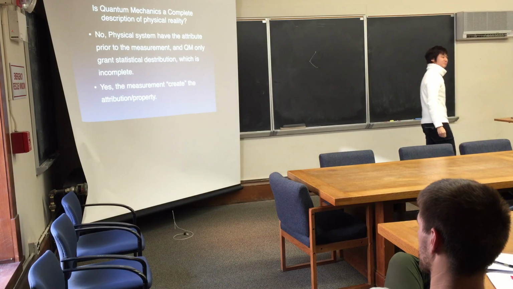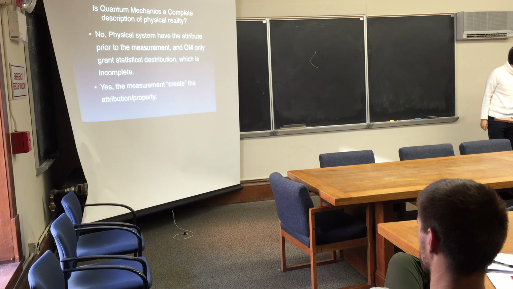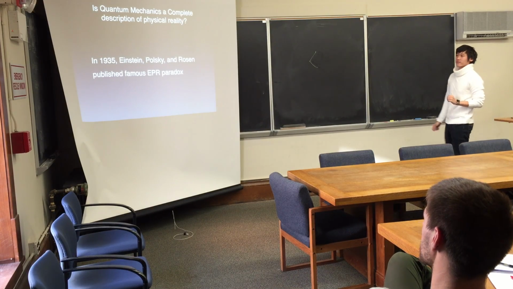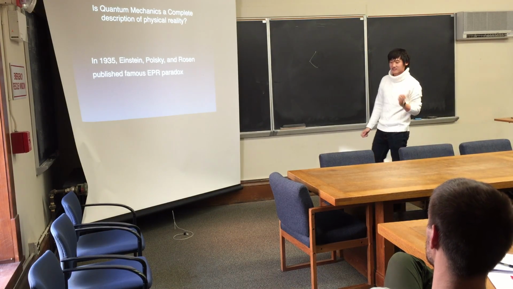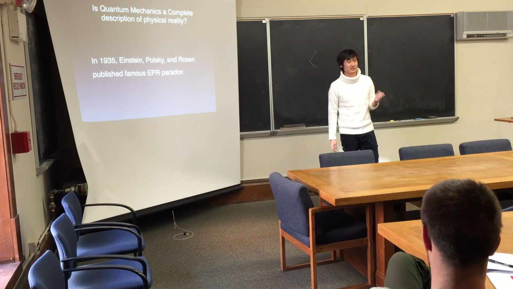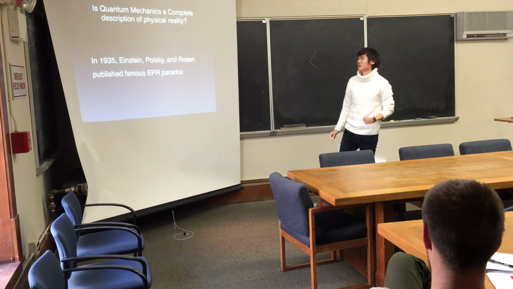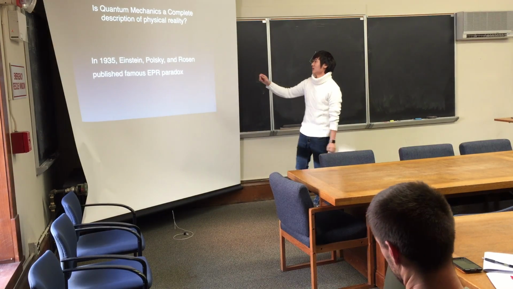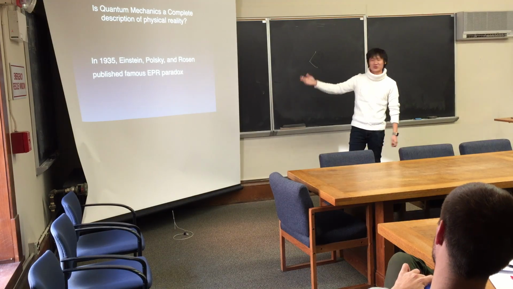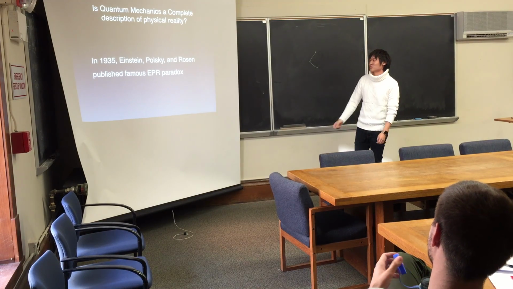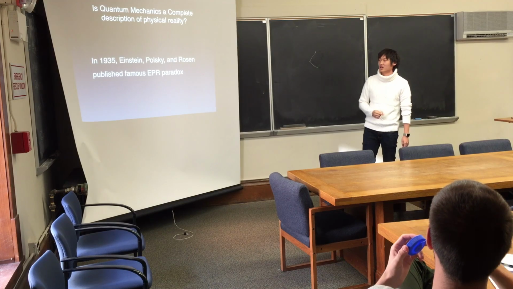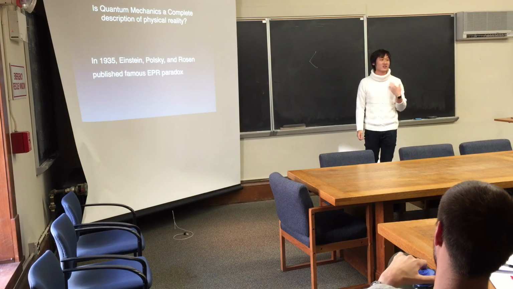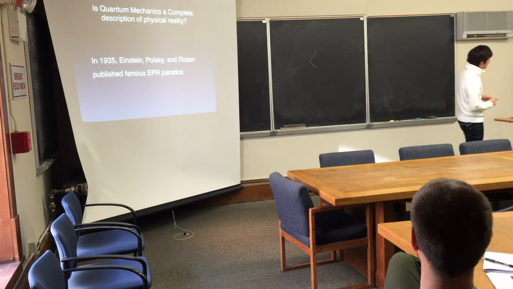As I said before, Einstein really favored the first one because he thought quantum mechanics is incomplete. So in 1935, Einstein, Podolsky, and Rosen published their famous EPR paradox, trying to argue in favor of their view. So what's the claim?